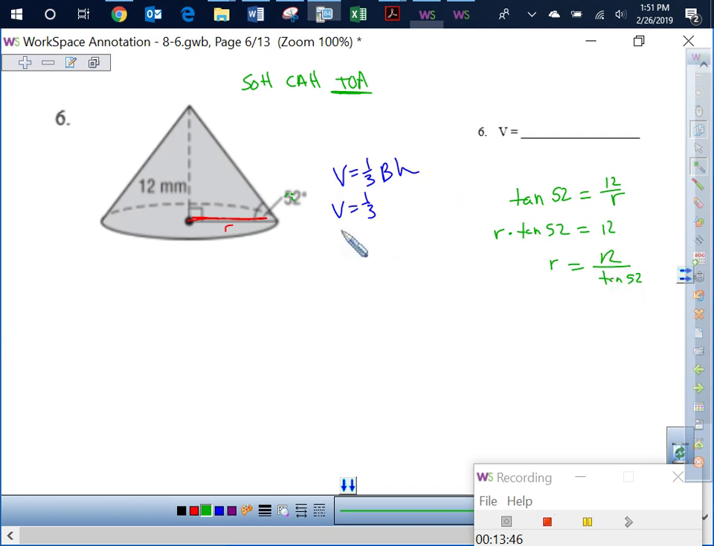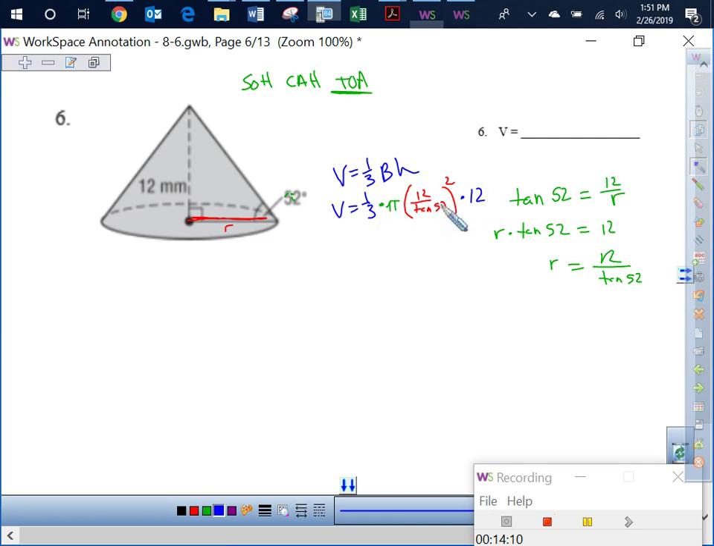So I got my volume equals 1/3. Remember, the base area is pi r squared. So pi, right there. Then I need the radius. So the radius, we just figured out, is 12 divided by tangent of 52. And then that radius has to get squared. And then times that height, well, it's the height of the cone, which is 12 in that scenario. And this is as exact as we're going to leave it. This is pretty much all we got to do.